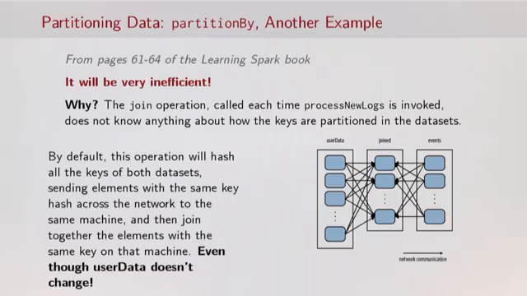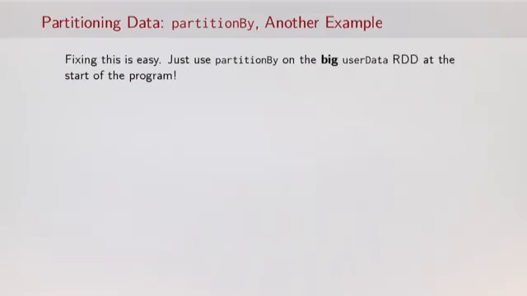To give you some sense of what this looks like, here's a little diagram. This is the user data dataset, and then you have the joined dataset here. Basically what's happening is that we have this big shuffle between user data and joined. While it might not seem like it, fixing this is actually quite easy. As you might have guessed, all we have to do is partition the really big user data RDD right at the beginning of the program.